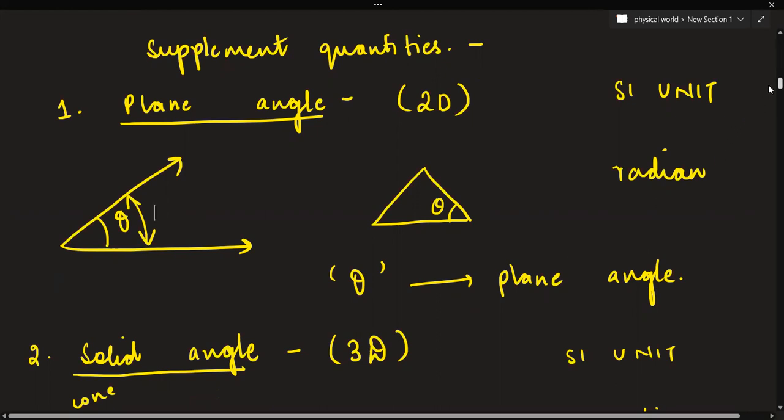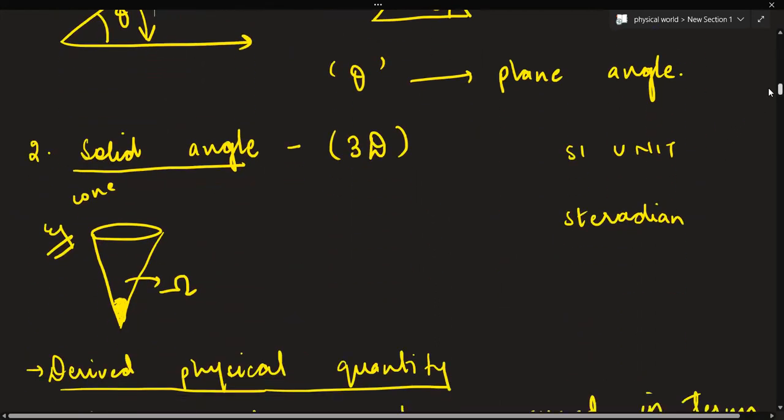Then for 3 dimensions, you have solid angle. 3 dimensions means what? For example, if you have a cone, the curved surface of the cone must be subtending an angle at the vertex. Whatever angle is being subtended at the vertex is known as a solid angle. Solid angle means angle in 3D. Like if you take the cone of an ice cream, this portion at the end that you get, this is your solid angle. This is represented through the symbol omega.